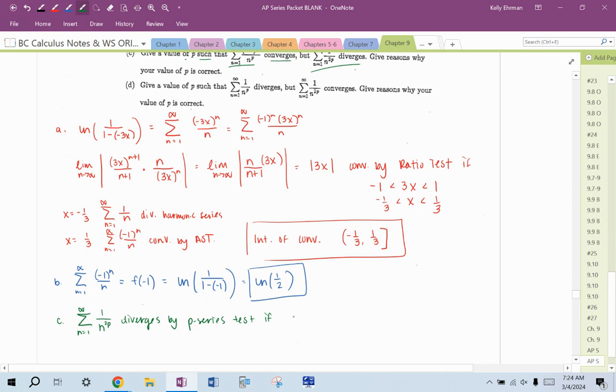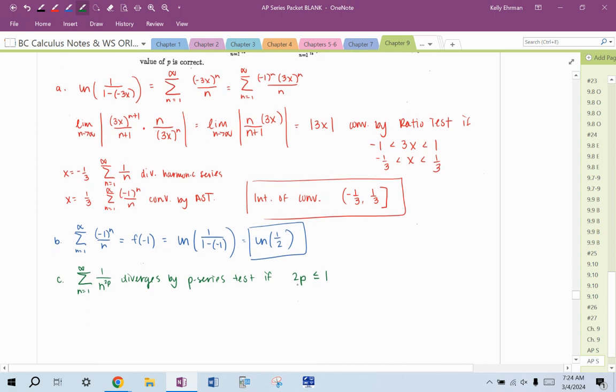So if this 2p comes out to be anything less than or equal to 1, then you're going to get something that diverges. And that would include negative values because if you have a negative exponent down here, then this is going to diverge by the nth term test as well. So to satisfy this condition, p should be anything less than or equal to 1/2.